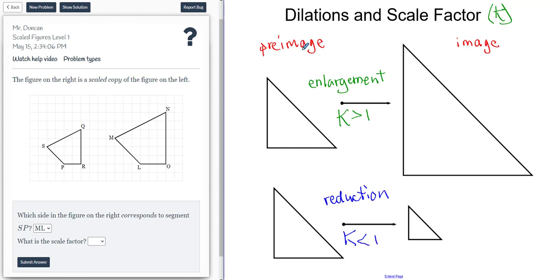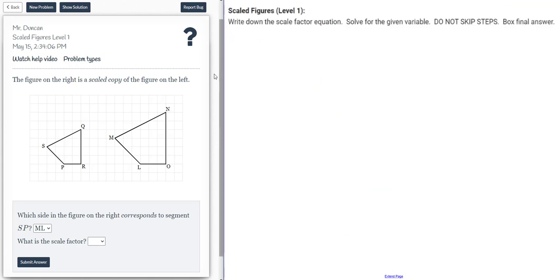So just remember this: pre-image comes first, image comes second. If the figure gets larger, it's called an enlargement, which means that our k, or scale factor, is greater than 1. Whereas if the figure gets smaller, it's called a reduction, and that means our k, or scale factor, is less than 1. So in our first problem, I've got the answer here already for this one.